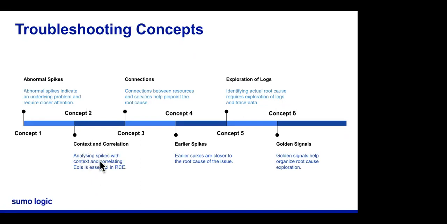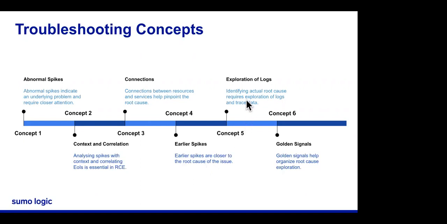Concept 2 was context and correlation. Analyzing those spikes with regards to context and correlation, looking at those events of interest, is essential in our root cause explorer. Concept 3, connections between the various resources help us pinpoint the problem. So for example, we saw that the 500 error we're experiencing was caused ultimately by the DynamoDB. We could see how things were connected. And also, besides the connection, I can also see based on earlier spikes. Earlier spikes are closer to the root cause of the issue.